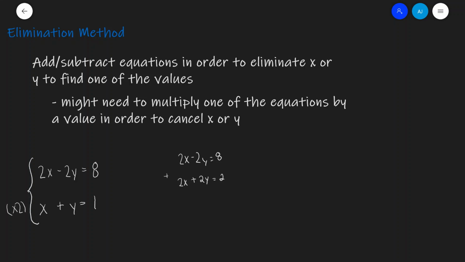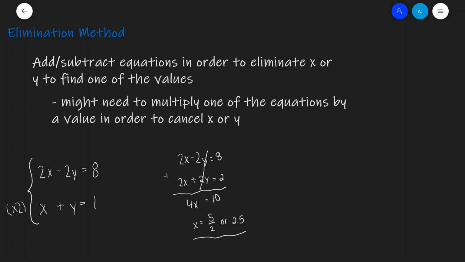Now, if I add both together, which is what you do to cancel out a variable, you'll find that the y cancels because it's negative 2y plus 2y, which equals 0. But here it would be 4x equals 10. So it's just simple algebra at this point, which ultimately gives me x equals 5 halves, or 2.5.